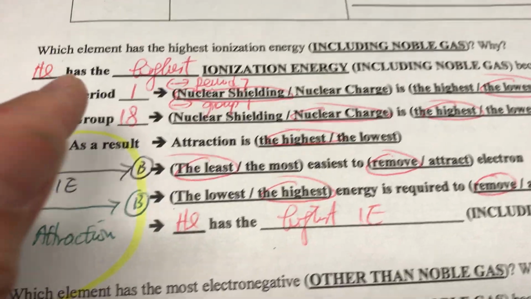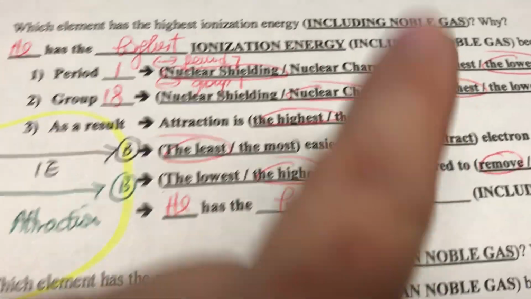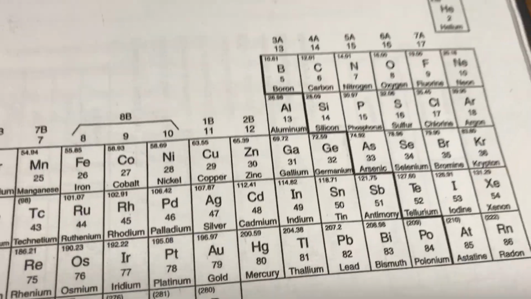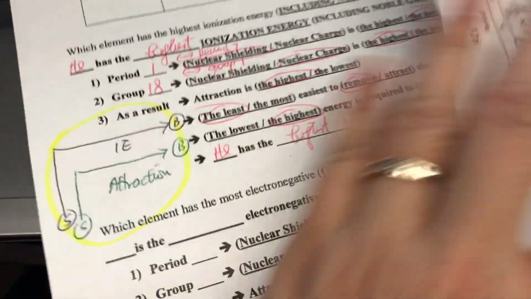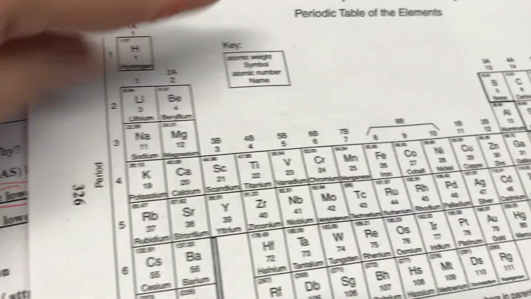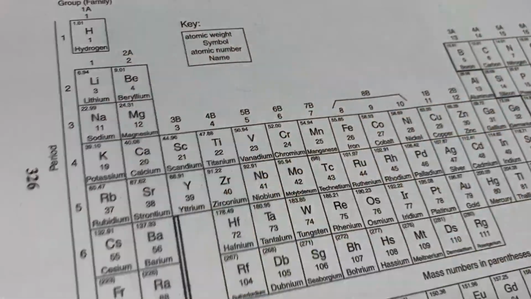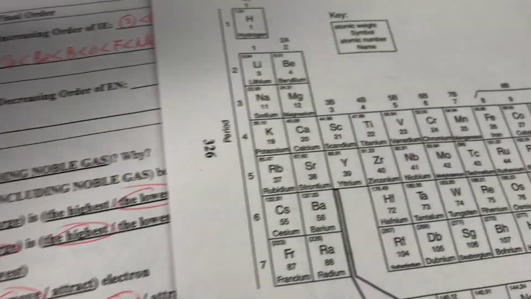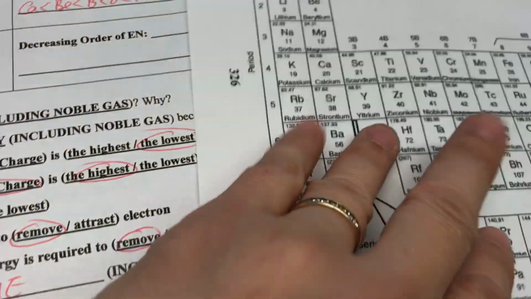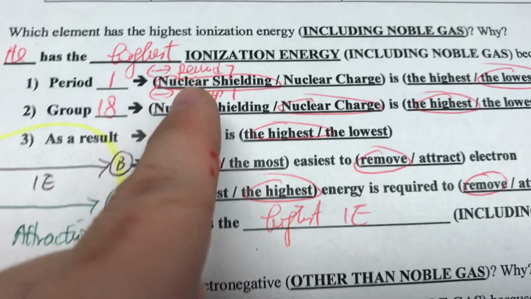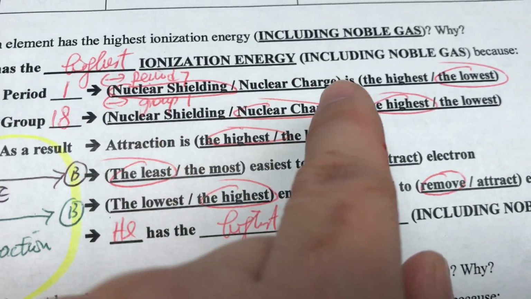So we explain He has the highest ionization energy, including the noble gas, including the whole thing, because it is on period 1. Okay, so when you think about period 1, you want to compare to period 7. So period 1 is right here, right? This is the whole period 1, and on the bottom is period 7. From period 1 to period 7, you're actually thinking about up and down vertically. Up and down is talking about shielding, barriers. So nuclear shielding is going to be the lowest.